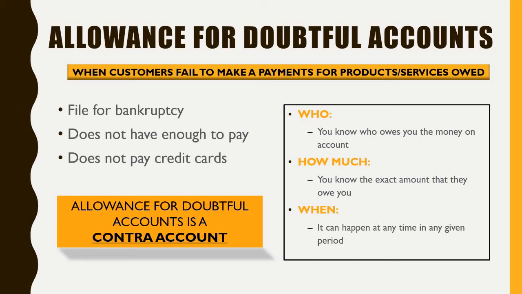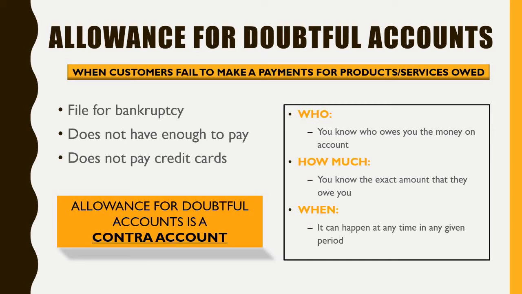So on an individual basis, with the allowance for doubtful accounts, we will know three things. We will know who owes us, we will know how much they owe us, and we will know exactly when they call us and tell us or send us a letter, or even if the debt collector calls us and says, I'm sorry, so-and-so is unable to pay. We know who, how much, and exactly when it happens. So that's where you make the executive decision to transfer the amount that person owes us and place it into the allowance for doubtful accounts.